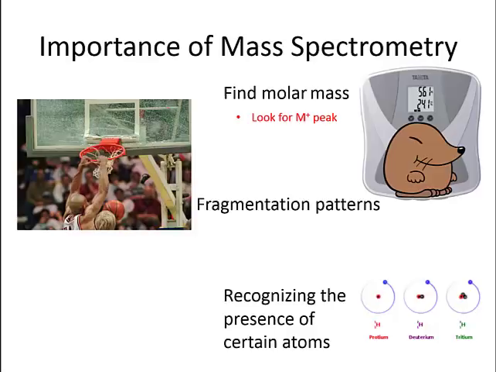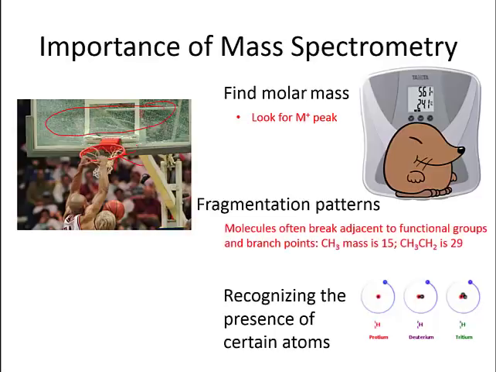You'll notice that fragmentations are common in some spots, less common in other spots. So it's true that for organic molecules, commonly fragmentation occurs adjacent to functional groups. In simple alkanes, you can expect fragmentations to occur at branch points down the main chain. It might help to realize that a CH3 group has a mass of 15 and an ethyl group happens to have a mass of 29.